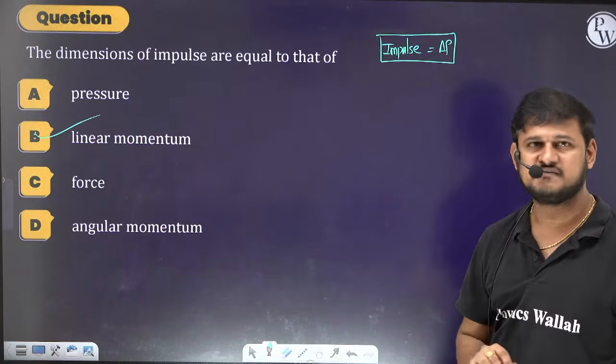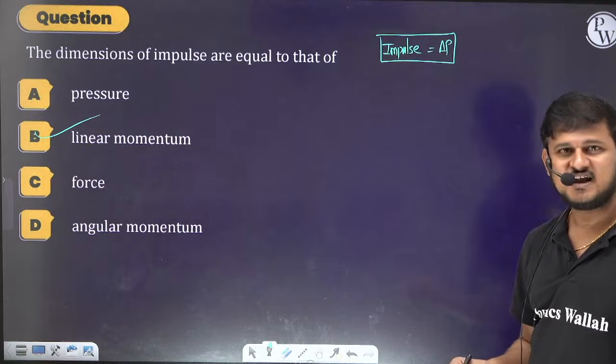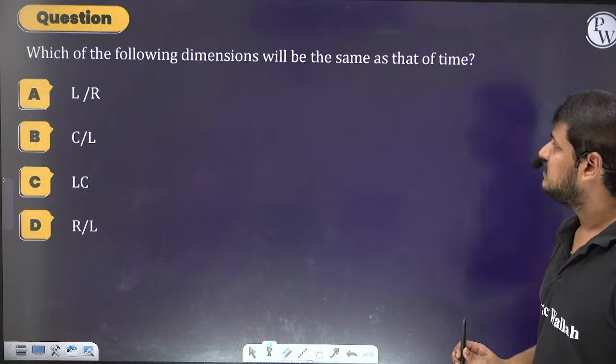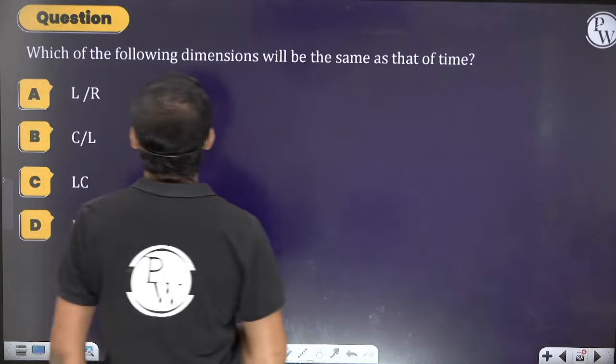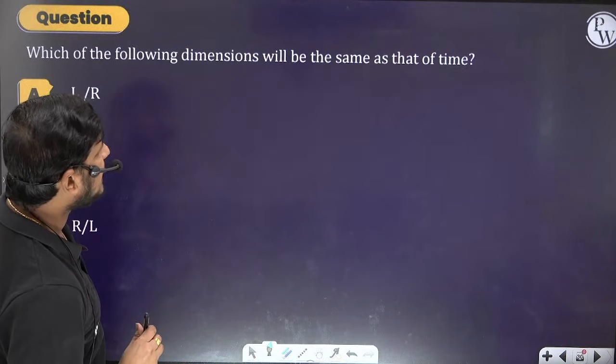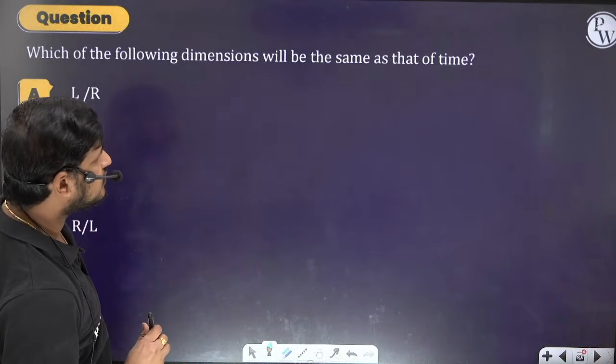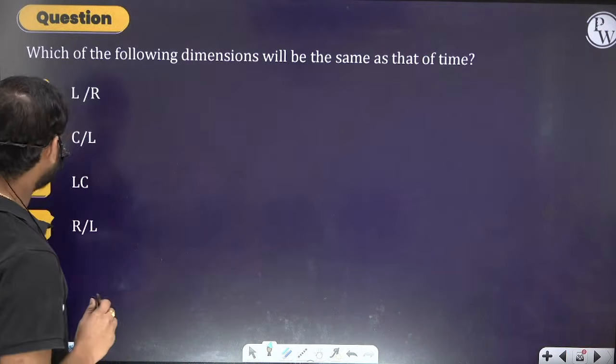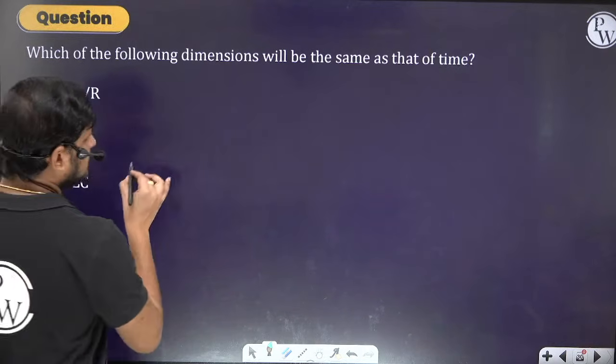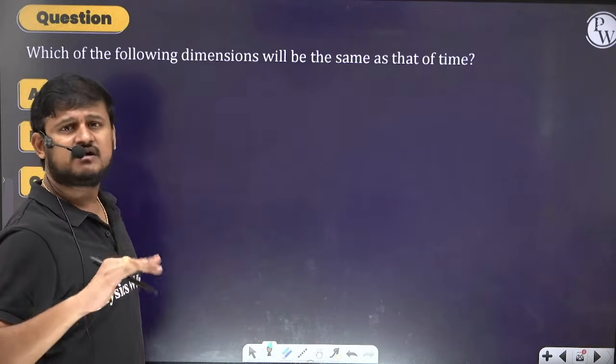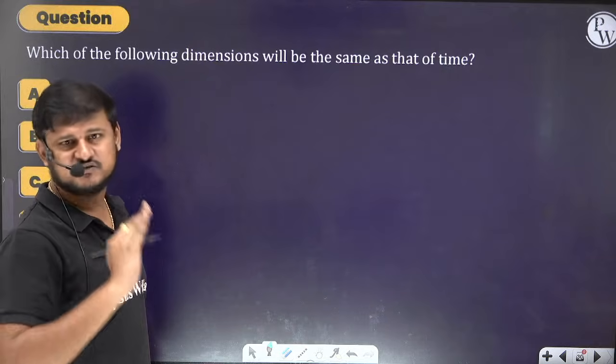From there you can derive that. Clear? Done? Next. Which of the following dimensions will be the same as that of time? In this question, we will have the inductive time constant and the capacitive time constant.